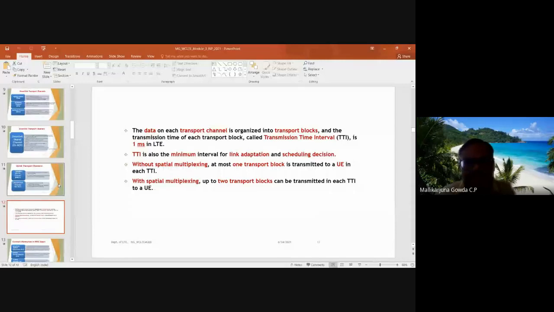I already discussed it and told you many times, even then I would like to revise these terms once again. If you are able to get these things in your mind, then further understanding will happen. You all know that the data on each transport channel, whatever transport channels I have discussed so far in downlink as well as uplink, is organized into transport blocks.